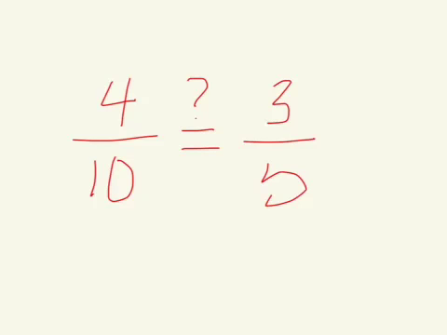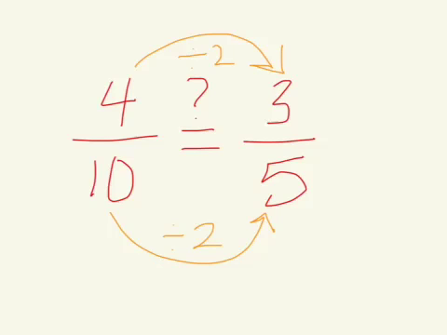What about 4/10 and 3/5? Are these equivalent fractions? If they are, we'd have to be able to do the same multiplying and dividing to the numerators and the denominators. Now let's start with the denominator this time. So to get from 10 to 5, we divided by 2. That would mean that we'd have to also divide by 2 to get from 4 to 3.